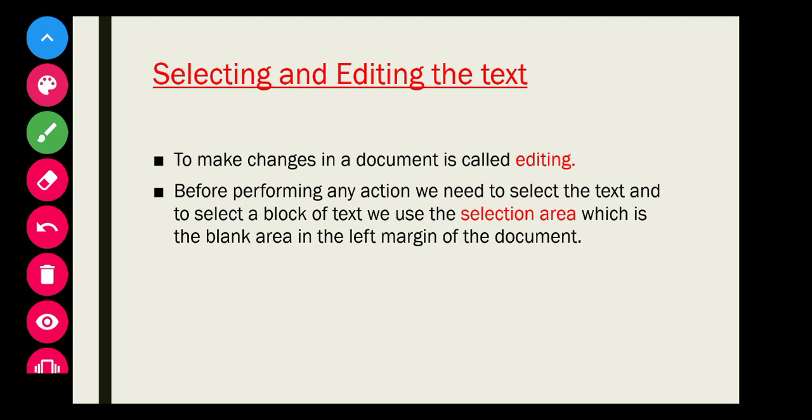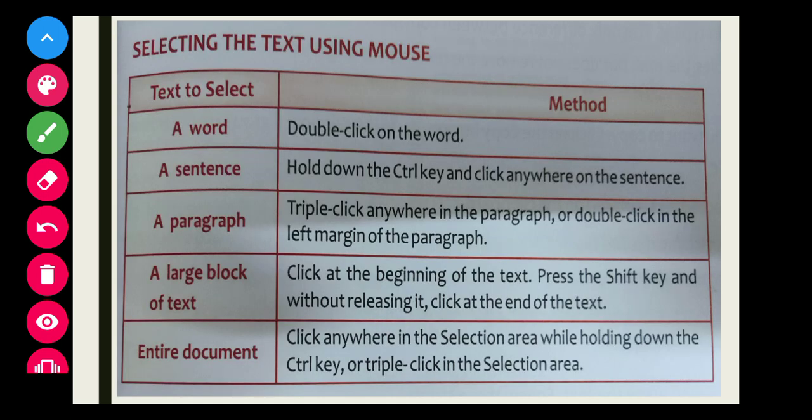And how to select the text? To select a block of text we use the selection area, which is the blank area in the left margin of the document. Now we'll study selecting the text using the mouse. You can see this table here, text to select and method. Suppose you want to select a single word, which method will you apply? You will double click on the word with the help of the mouse.